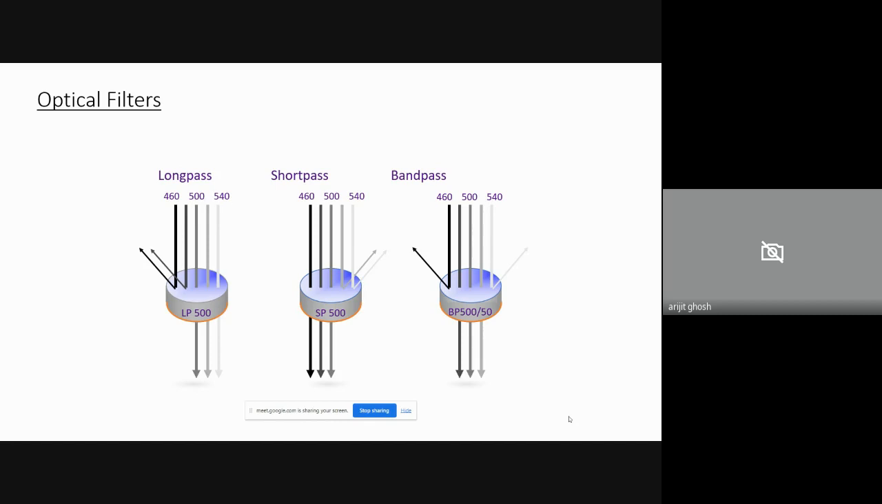And the third one is band pass. So band pass filters mainly allow light of a narrower wavelength range, like it's written here 500 by 50. So they allow light within 50, that means plus minus 25, like 475 to 525. So they will only allow light as per 500 by 50, its specification. It will allow only 475 to 525 nanometer wavelength.